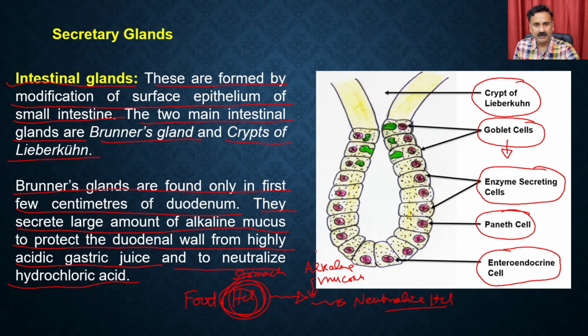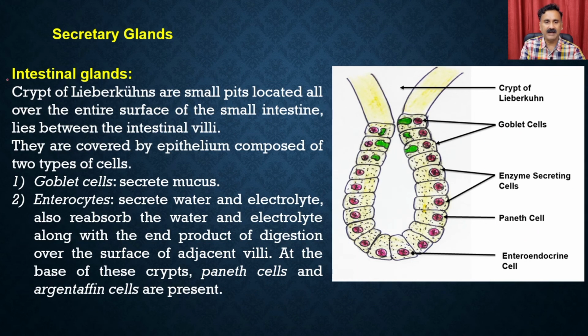Now, let us move on to the next gland. So, intestinal glands, the crypts of Lieberkühn, are small pits located all over the entire surface of the small intestine. They lie between the intestinal villi. They are covered by the epithelium and they are composed of two different types of cells.